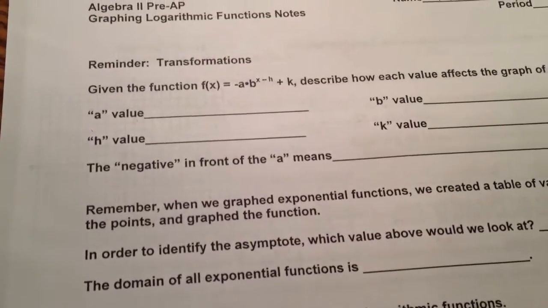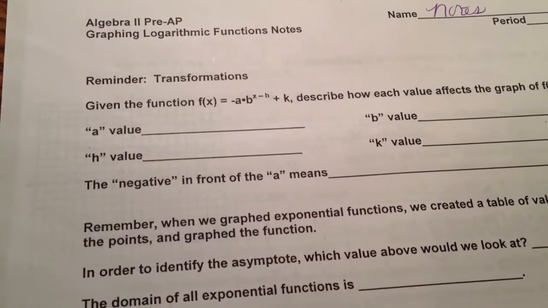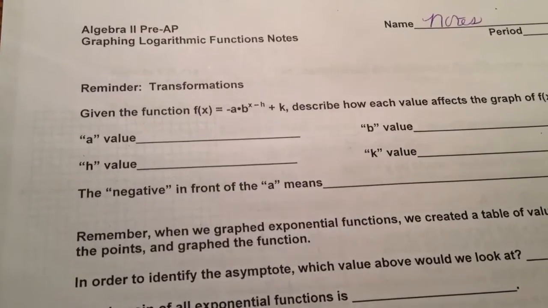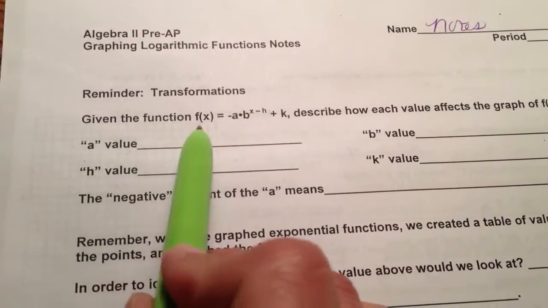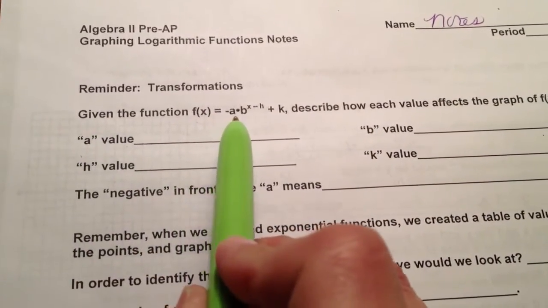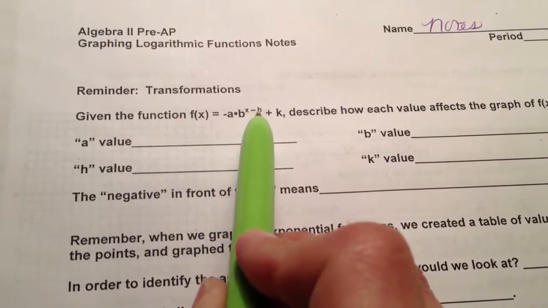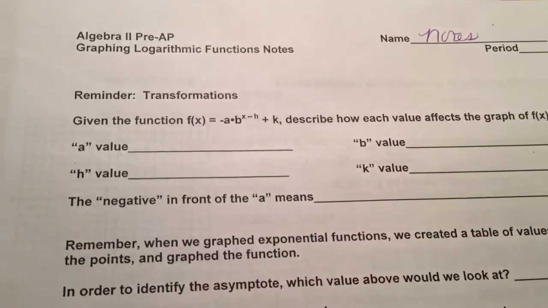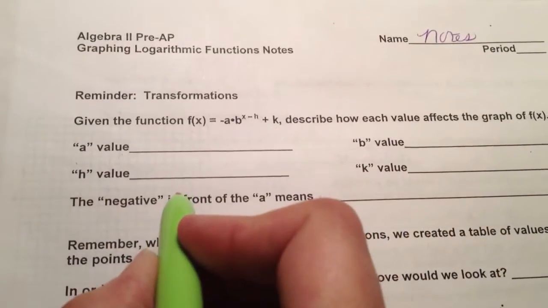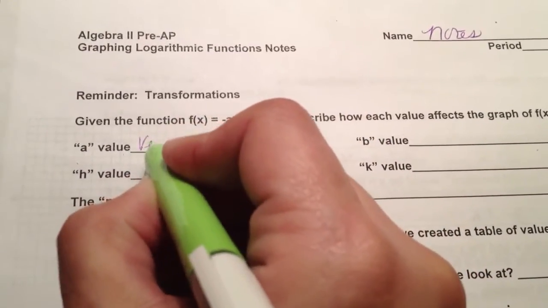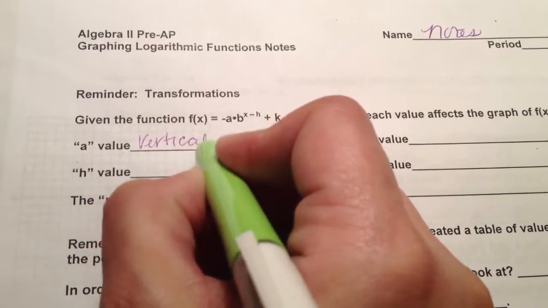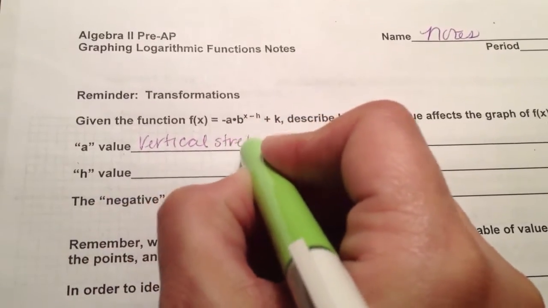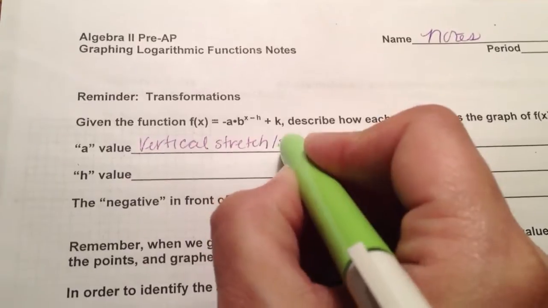Okay, we'll begin graphing logarithmic functions with a reminder of graphing exponential functions. Remember, if we were given the function f of x equals negative a times b to the x minus h power plus k, we could describe how each value affects the graph of f of x. Remember that a gives us our vertical stretch or compression. You can also call it the vertical shrink.